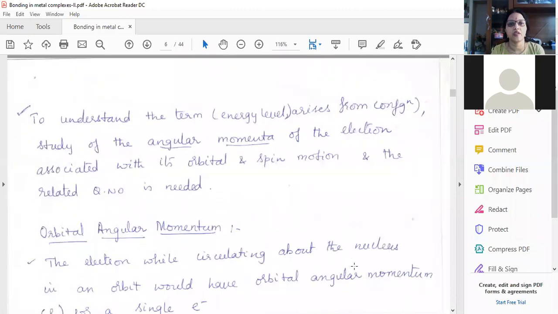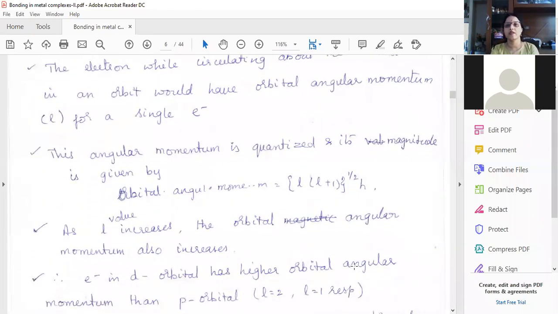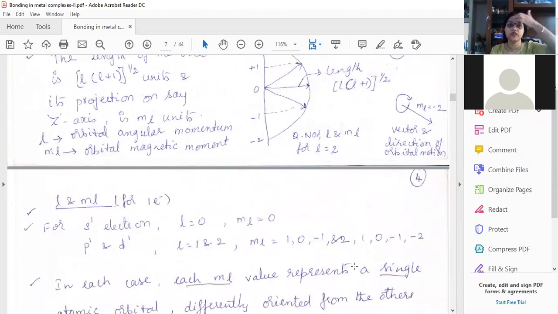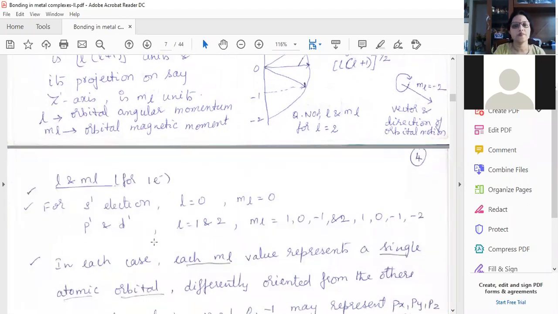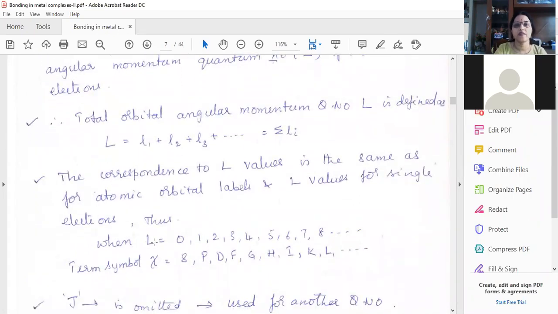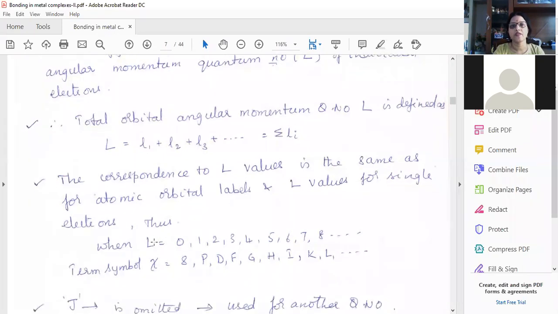There are different formulas also to calculate. Now, to study these interelectronic repulsions and the spin orbit coupling, you should know what orbital angular momentum and spin angular momentum are. All this is already done, I'm just going very fast.